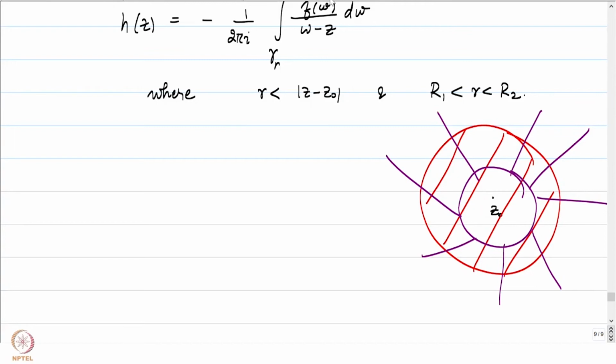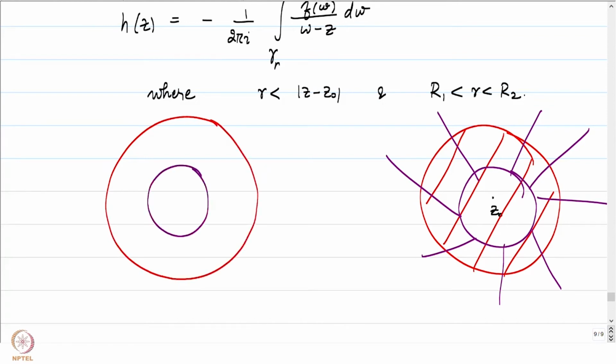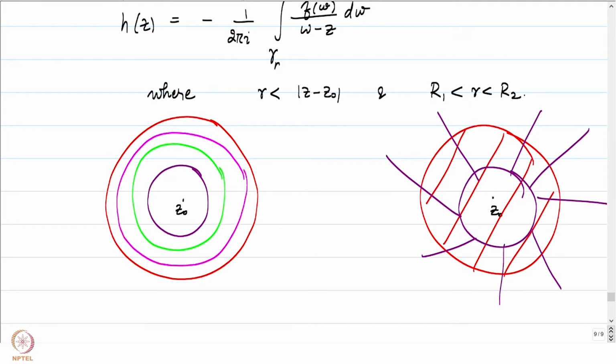So, let me draw the annulus yet again for you. This is our annulus, and r1 and r2 be the radii. This is our point z0, and let us now consider an r1 which will be captured by, say, green, which is a circle of radius small r1, and the pink will capture the circle of radius small r2, and such that we have our point z somewhere here.